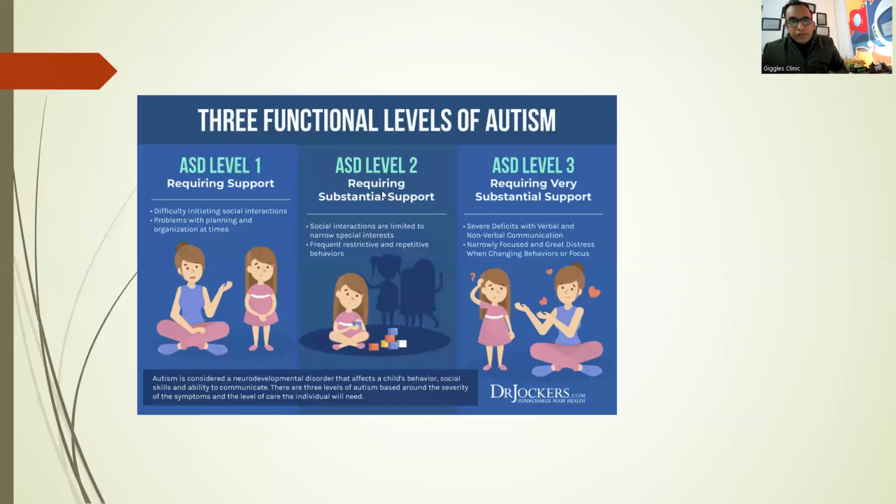Then, secondly, if the child is requiring substantial support, we label it as ASD level 2. If the child is requiring very substantial support in his daily routine activities like brushing, toilet training, buttoning, unbuttoning, tying laces, in each and every single activity the child requires support, then we go at very substantial support, requiring very substantial support.